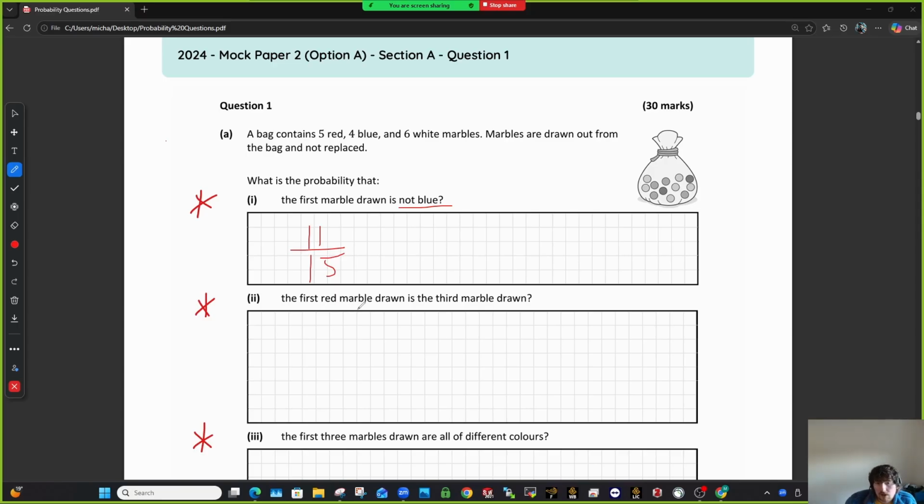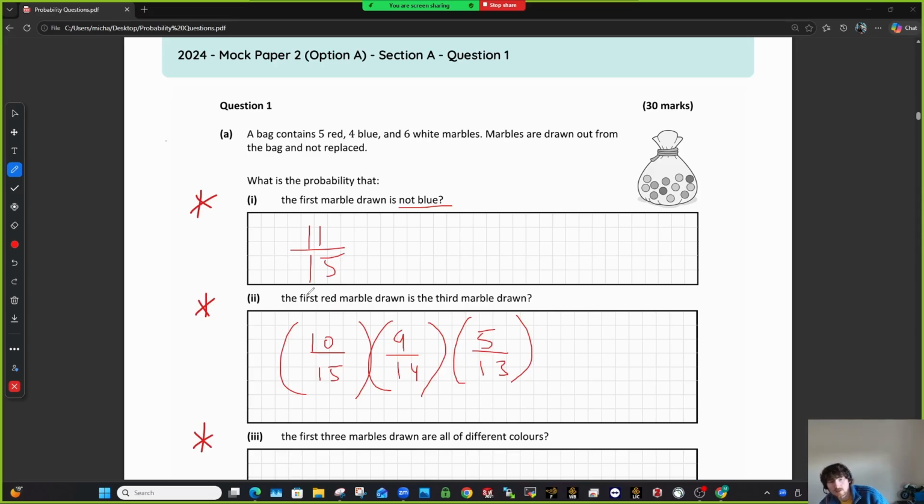The first red marble drawn is the third marble. What that means is in 2 draws you did not get a red marble, okay? So in the first draw here, we need to not draw a red marble. There are 10 not red marbles here, so 10 over 15. And we need to also draw a not red marble again. So now there's 9 of them left, and there's 14 in the bag total. And now we have to draw a red marble on our third draw. So then there's 5 red marbles in the bag, and there's 13 marbles overall left in the bag. Hopefully that makes sense to people.